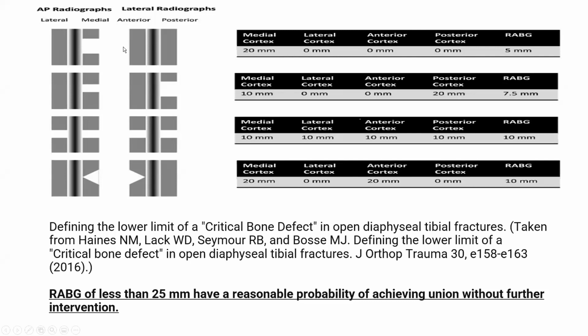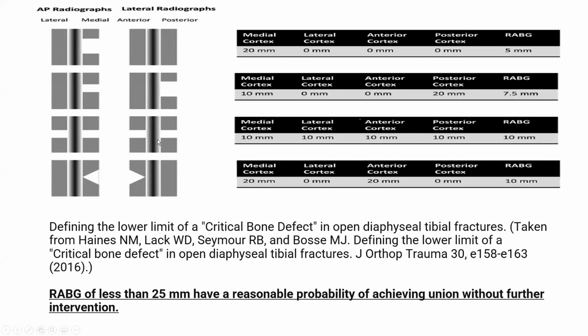Let's see this fracture here. This is lateral, this is medial, this is anterior and posterior. There is only a gap on the medial part that is 20 millimeters. So 20 plus 0 plus 0 plus 0 divided by 4 is 5. So the RABG is 5 millimeters, giving this fracture a greater advantage of healing than a fracture that has an RABG of 25 millimeters. I hope you understand the idea.